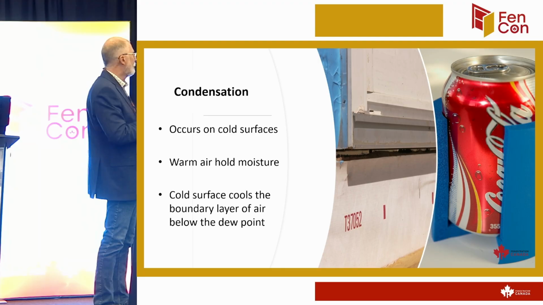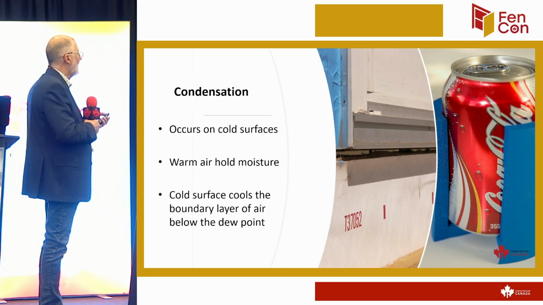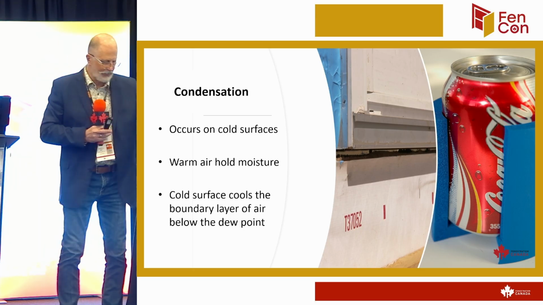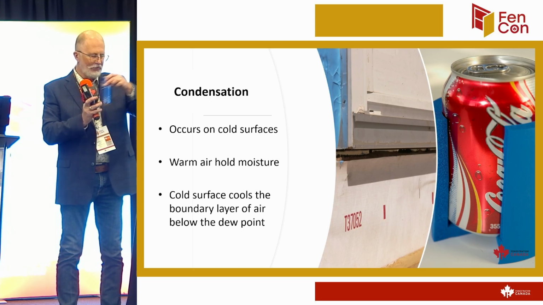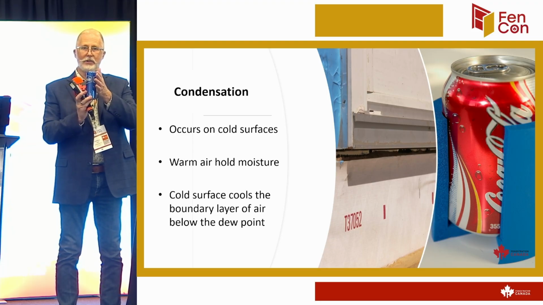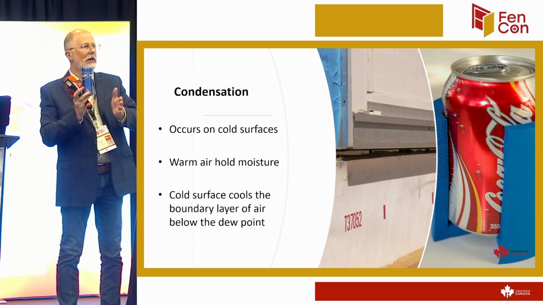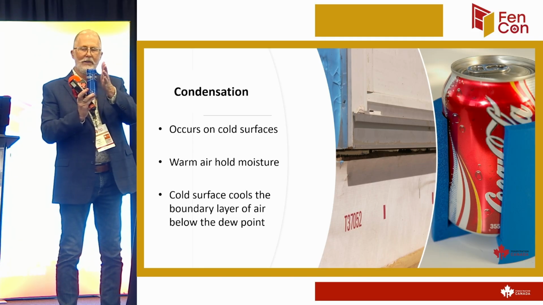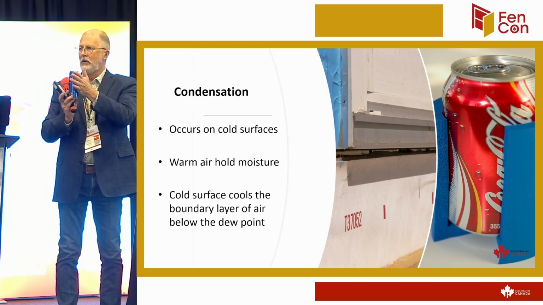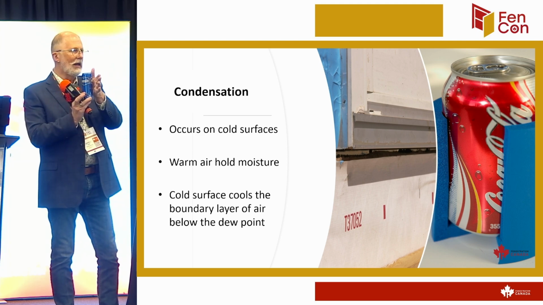It occurs on cold surfaces, it holds moisture, and what happens is at the edge of the cold surface, if it's not moving, you have this boundary layer of air. So if you do an energy calculation, you have a boundary layer of air on the inside of the wall, and you have a boundary layer on the outside of the wall. And if there's no air movement, that boundary layer just sits there, stagnant. Well, what happens if that boundary layer is against a cold piece of glass?